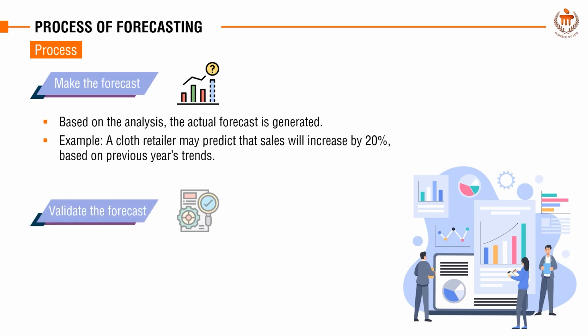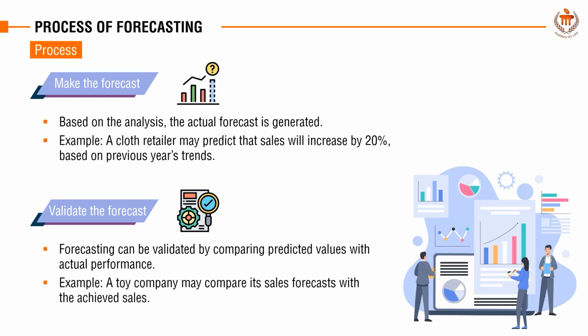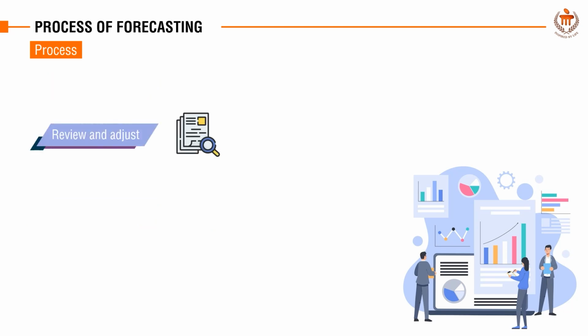Validate the forecast. Validating the forecast involves checking its accuracy against real-world outcomes. This could be done by comparing the forecasted values with the actual performance metrics over a specific period. For example, after the holiday season, a toy company might compare its sales forecast with the actual sales achieved to assess accuracy.